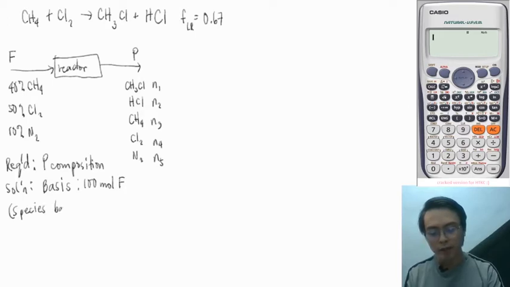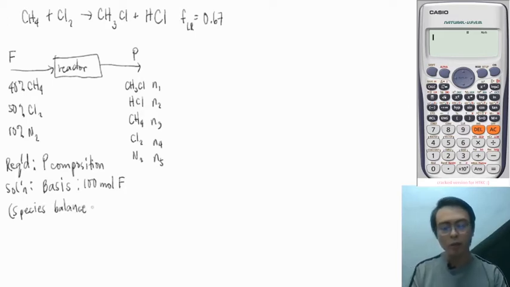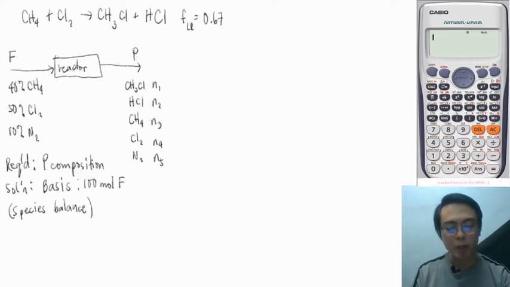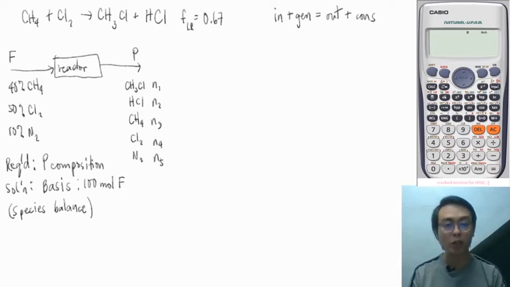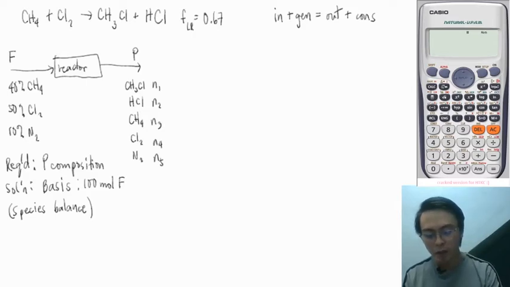Okay, for species balances, all we have to do is to remember the equation: in plus generation is equal to out plus consumption. This is true for all steady state processes, okay, because we don't have any accumulation. So let me demonstrate this by performing this on nitrogen, because nitrogen is our inert, so it's the easiest balance we can do. So let's do the nitrogen balance.